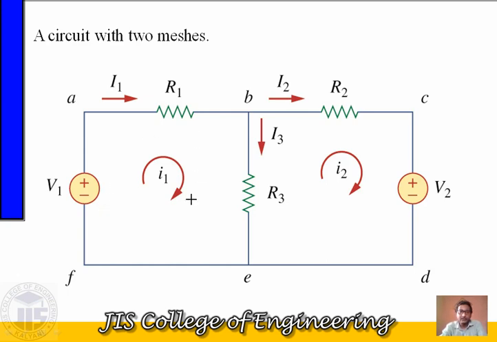So simply for this path we can say small I1 into R1 plus within brace I1 minus I2 into R3, and we are moving in this direction and going to the negative terminal of this voltage source. So we can write minus V1 is equal to 0.